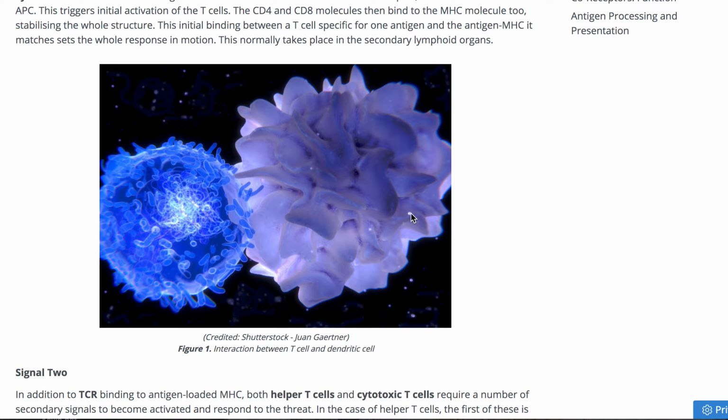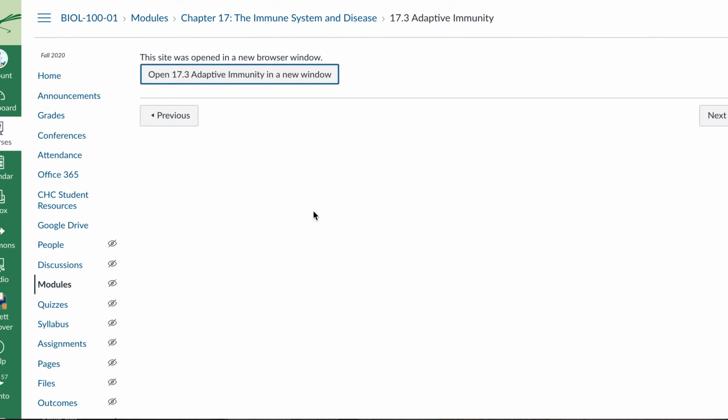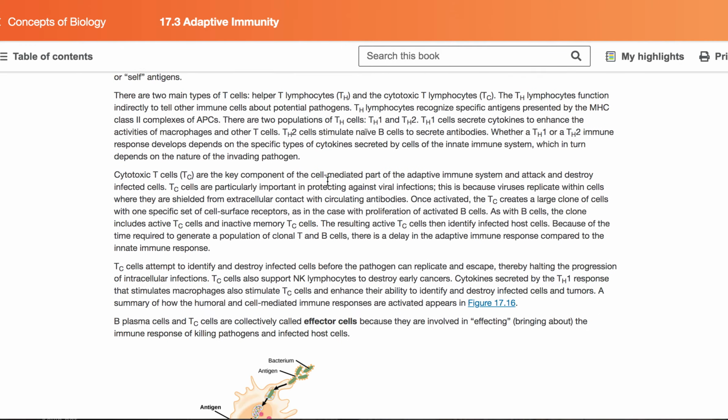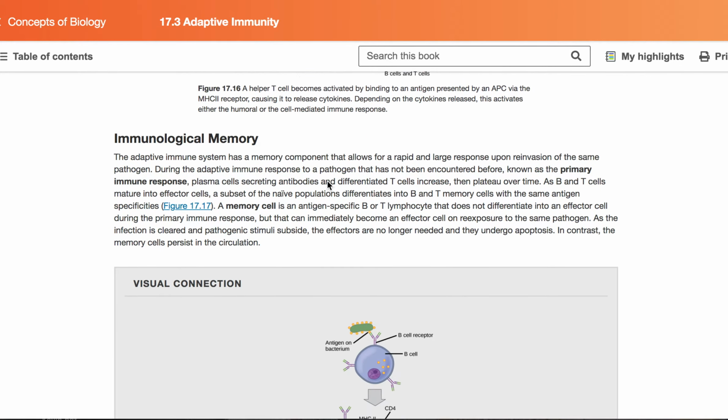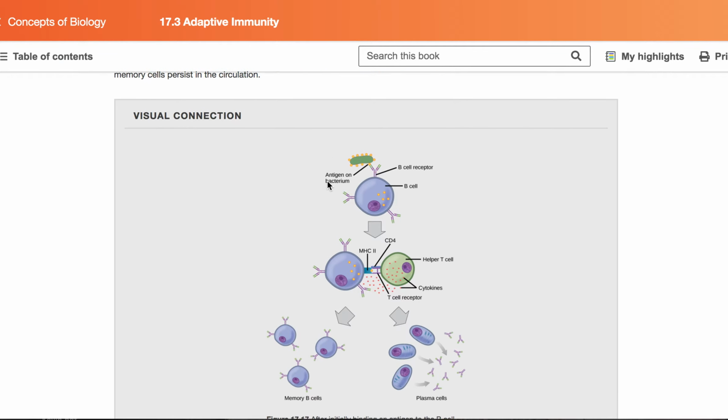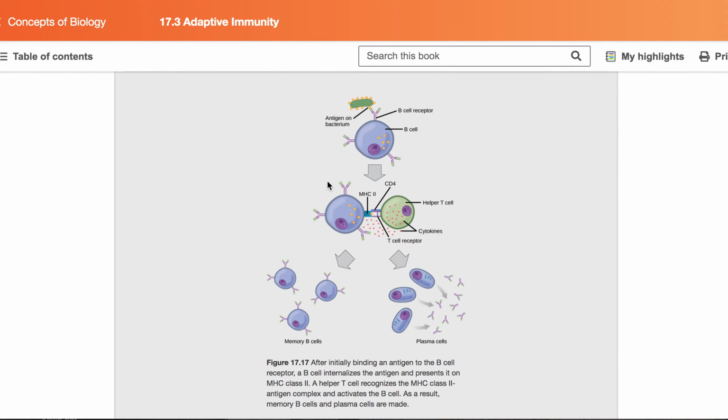So eventually, your body develops an immunity memory. I want to go back to the book and go down to the memory. What happens is a memory cell is an antigen-specific B or T cell that will circulate for years or decades, or even sometimes through your whole life.